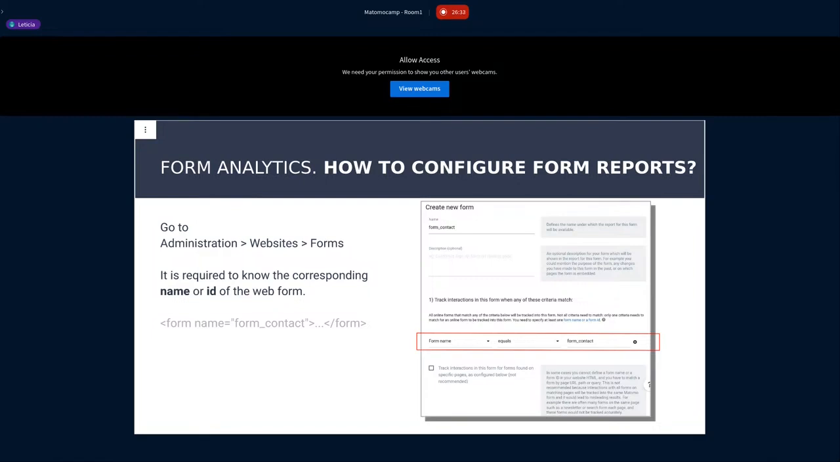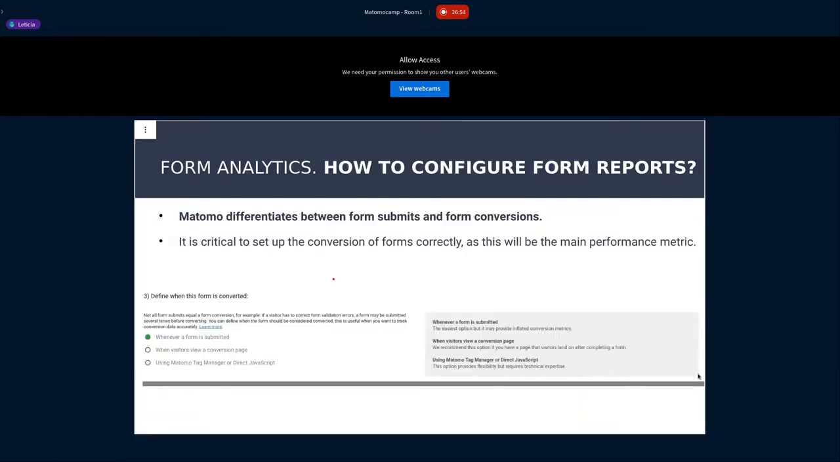When we are configuring a form, we need to know something very important. That is that we need to configure the conversion of each form. This is because Matomo differentiates between form submits and form conversion. If we don't manually configure the conversions in the Matomo administration section, we will not be able to see any form conversion in the reports. So this is the most important thing in the form analytics implementation. Be sure that we have the conversion correctly implemented. This is critical.